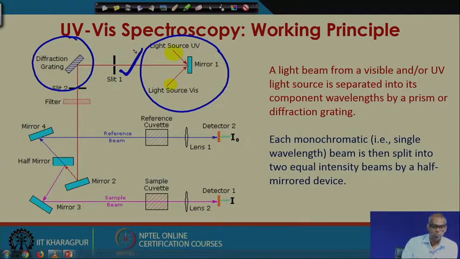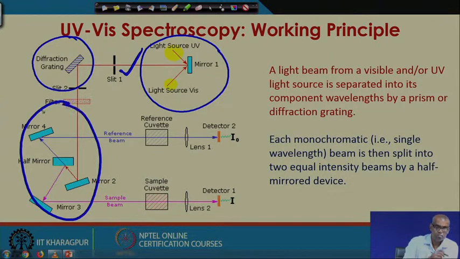So, you have now several beams of light with single wavelengths. Each monochromatic, that is single wavelength beam, is then split into two equal intensity beams by a half mirrored device. So, this is one beam, this is another beam.